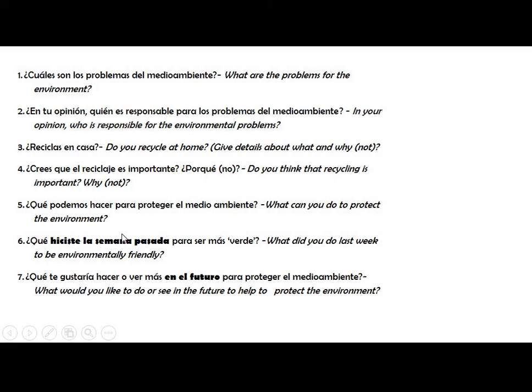I've bolded the important parts here. Look, 6, la semana pasada, past tense. 7, en el futuro, future tense. Use everything that you've had in the last couple of weeks on environment to help. Definitely try and give examples and go on from there.